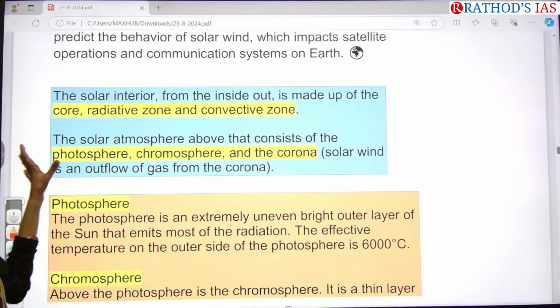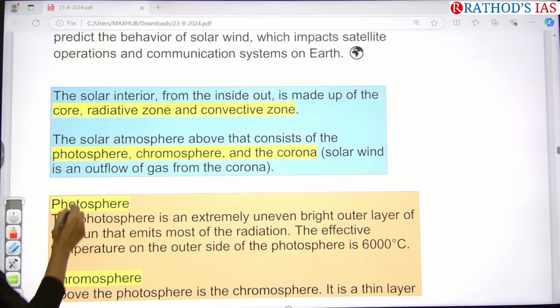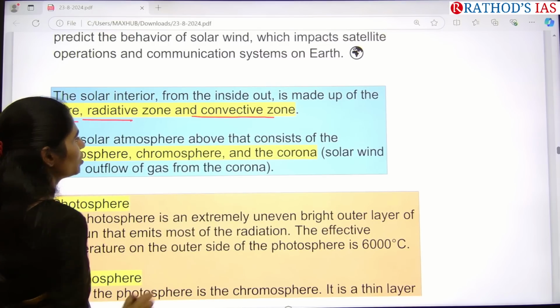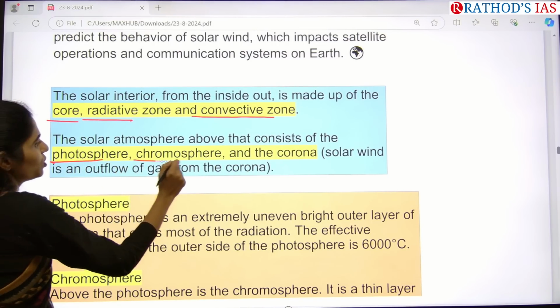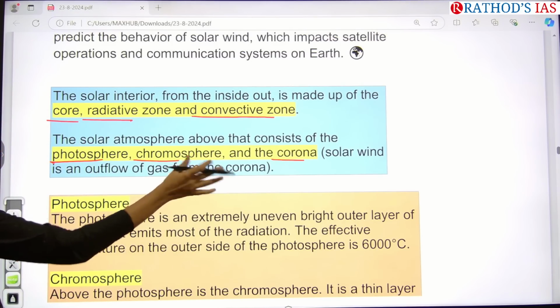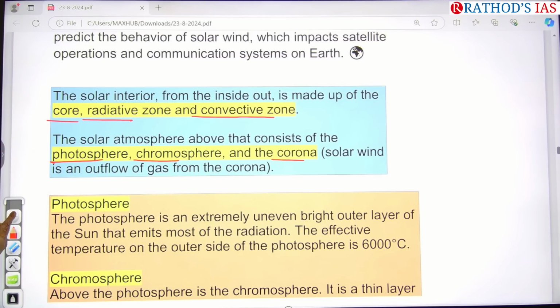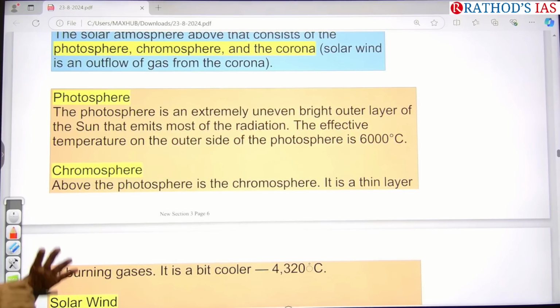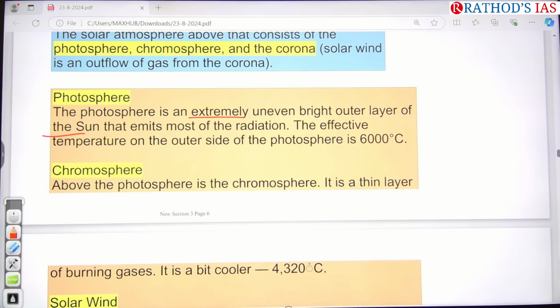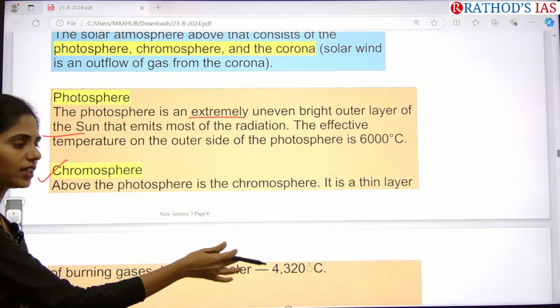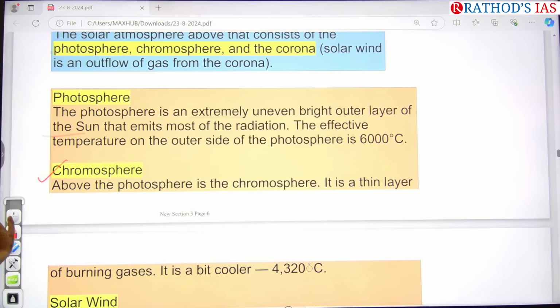Next, about the layers: from the sun's interior, we have the core, the radiative zone, and the convective zone. In the sun's atmosphere, we have the photosphere, chromosphere, and corona. In the corona, we have the solar wind as well as solar flares. What is the photosphere? It is a very uneven, bright outer layer of the sun, and the temperature is around 6000 degrees centigrade. Below the photosphere is a thin layer, the chromosphere, and the temperature is comparatively cooler, 4320 degrees centigrade.